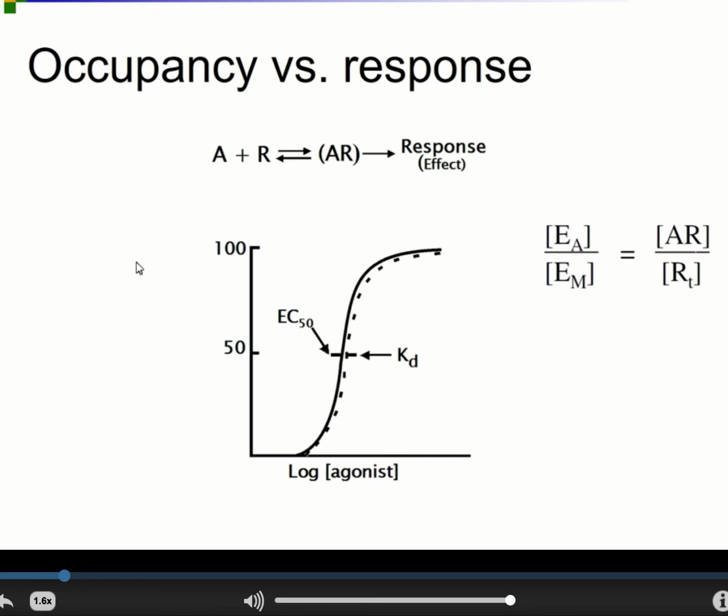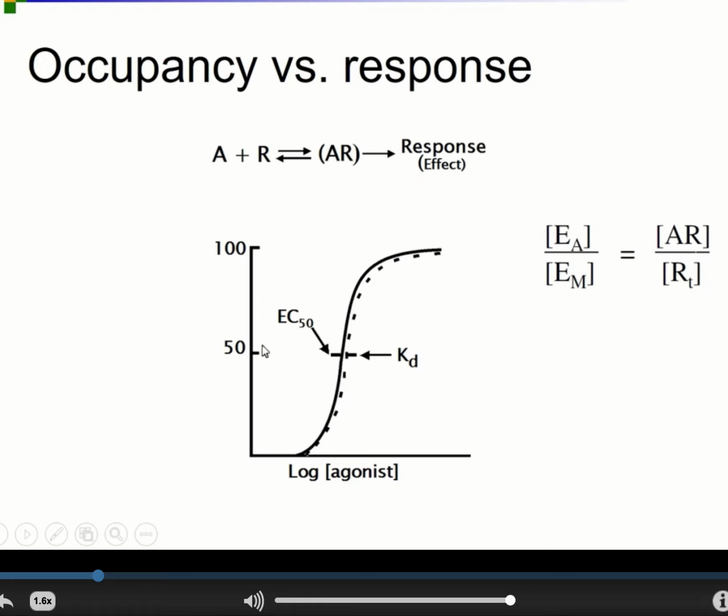So we said that according to occupancy theory, there was a 1-to-1 or proportional relationship between occupancy and response. In order for that to happen, we're going to use this simple model here at the top of our slide. A here is our agonist, or think of it as D for drug. When it comes together with a receptor, it forms an agonist receptor complex, and when that complex forms, it gives a response. And here, we're assuming a 1-to-1 ratio between the binding, the occupancy, and the response.